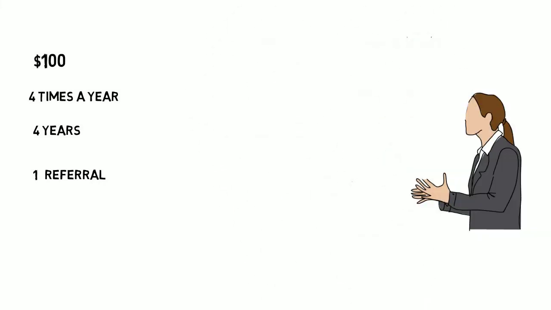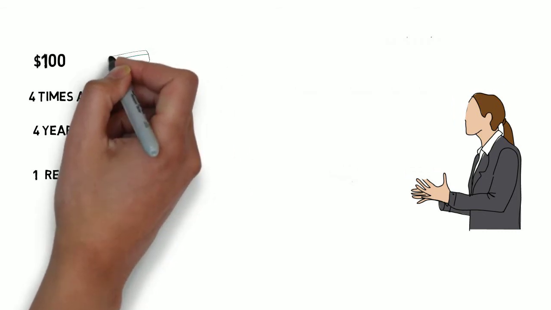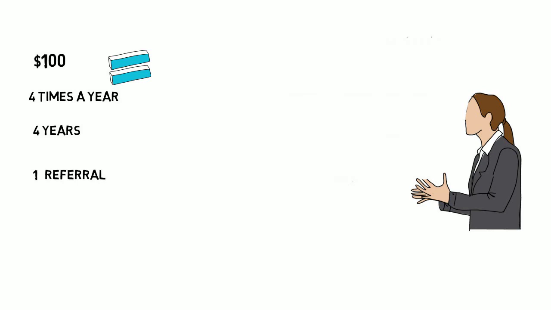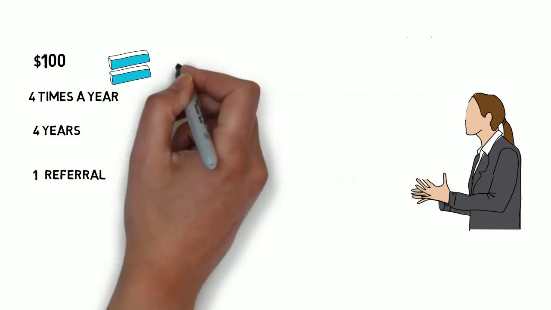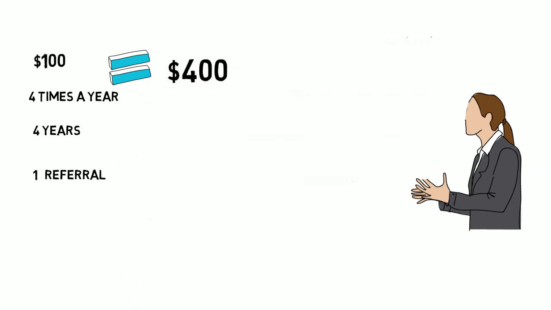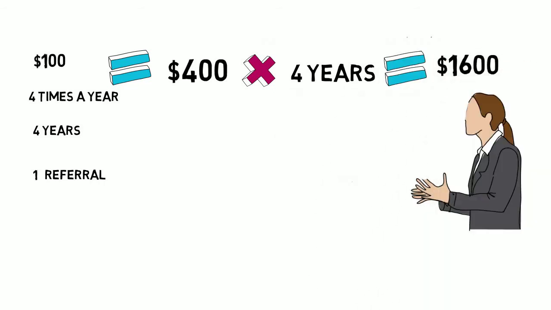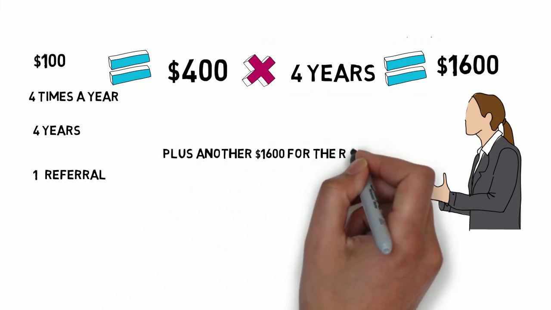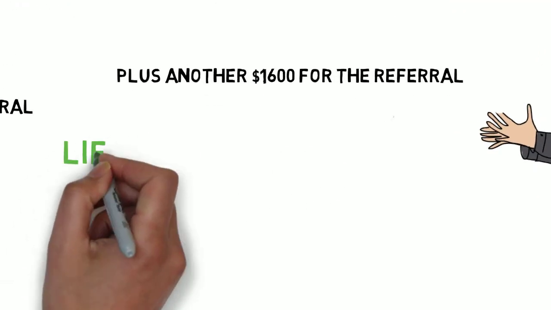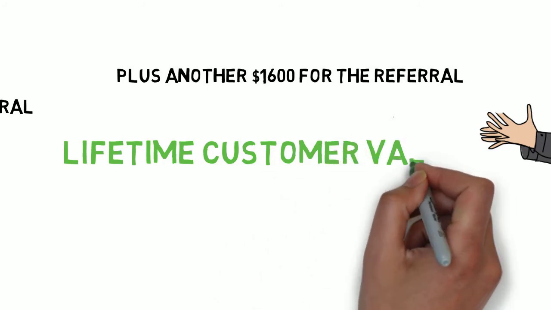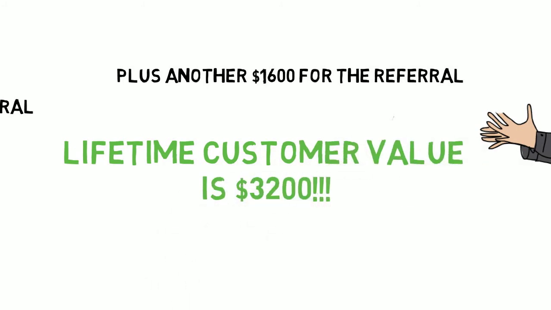The ad person then says, all right, so based on what you're telling me, your average new customer spends $100 per visit, and they buy from you 4 times a year, so that's the equivalent of $400 a year. Then that person stays with you for 4 years, so that means $400 a year times 4 years equals $1,600. Plus, they're going to refer you 1 more customer, which means the lifetime customer value is really $3,200.